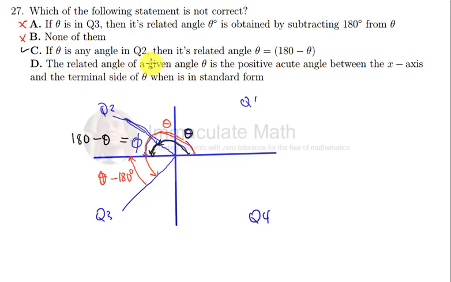They said the related angle of a given angle theta is the positive acute angle between the x-axis and the terminal side. Of course, this is also correct. So all of them are correct except B, none of the above, because the question asks which of the following statements is not correct. The first option is correct, the third option is correct, and the last option too is correct. So the only option left for us is B, which is none of the above.